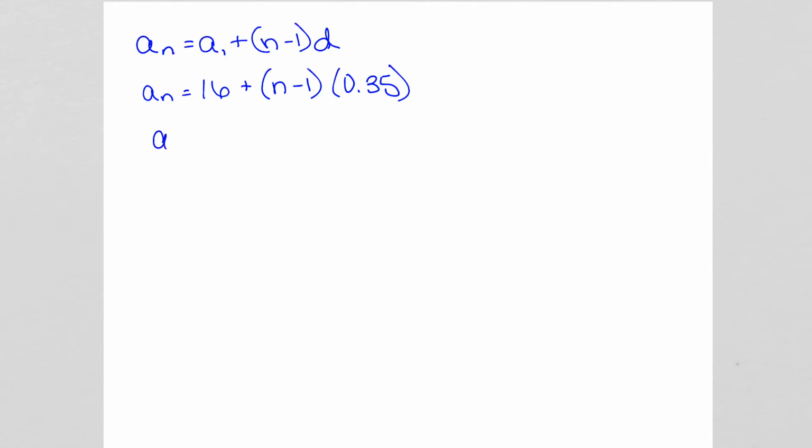So we can simplify this to get 0.35n, I've just distributed and added common terms, plus 15.65. So that is our formula for finding the percentage after n years.